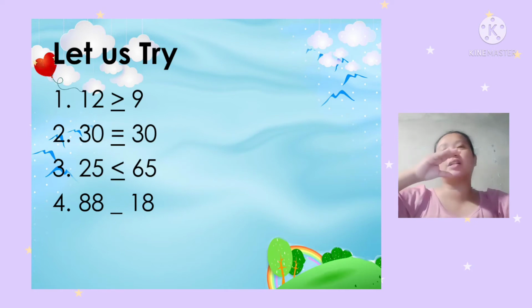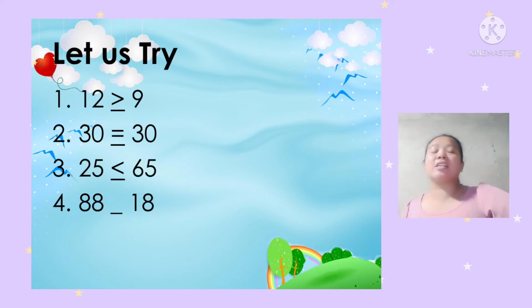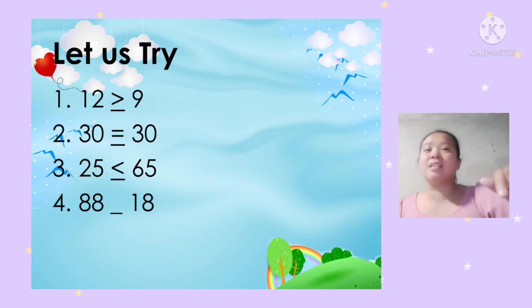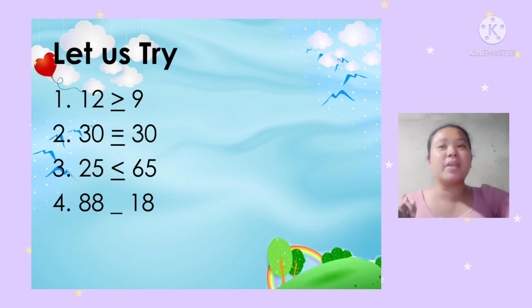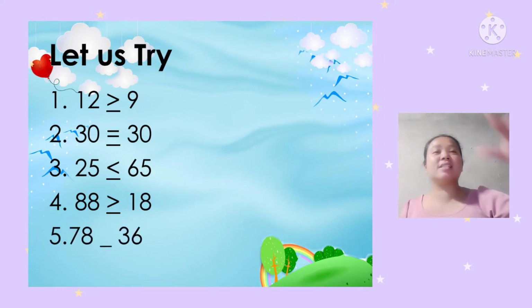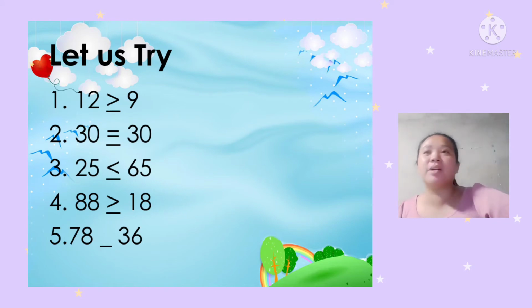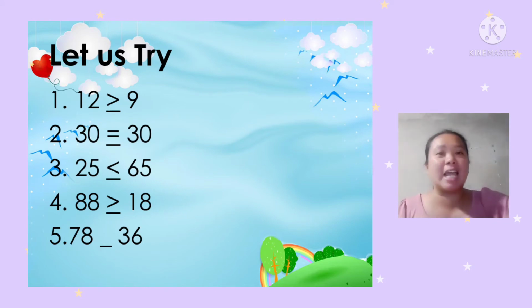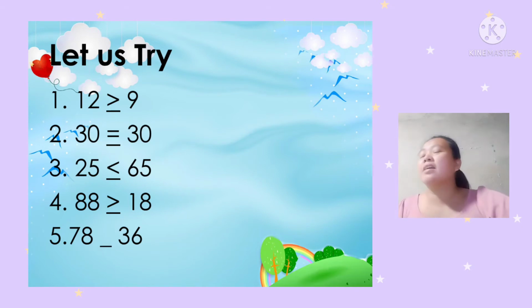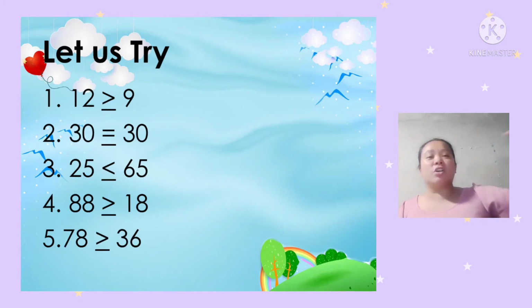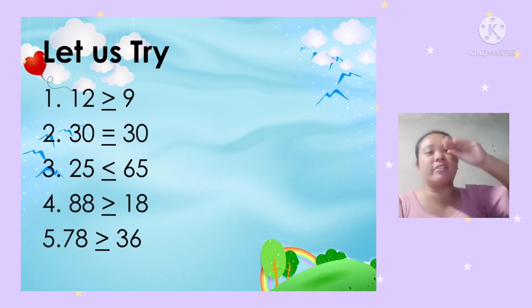Eat the number 65. Next, we have 88 and 18. What is the symbol? Ready? Show your symbol. Very good. The answer is eat the 88. Okay, and the last number we have, 78 and 36. Please show your symbol. Very good. It is eat the number 78.